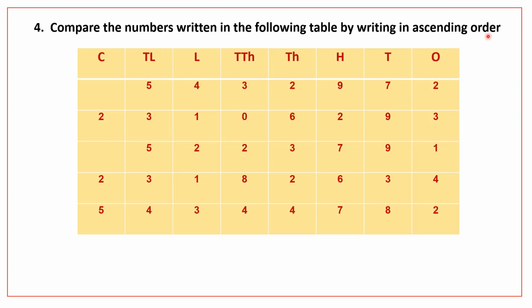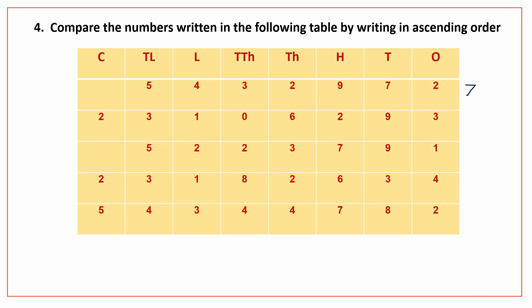That means from small to big. So the first step is for each number, let's count the number of digits. Let's begin with the first one. 1, 2, 3, 4, 5, 6, 7. So there are 7 digits here.